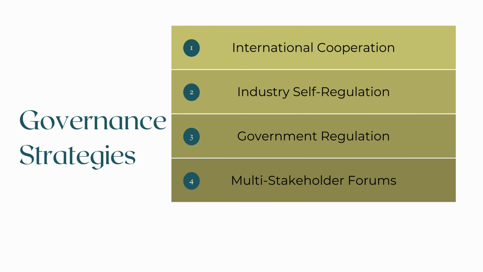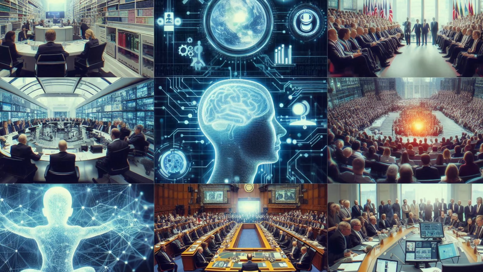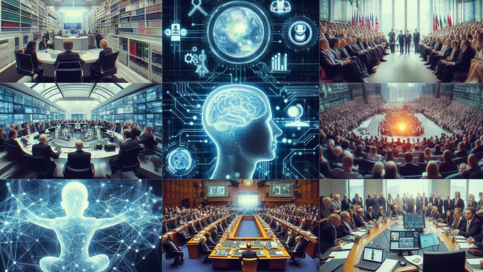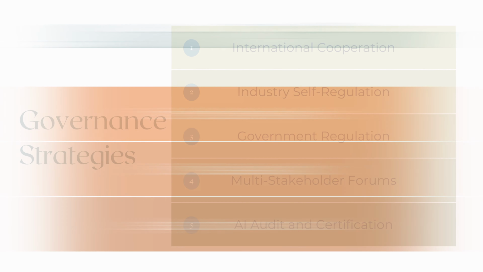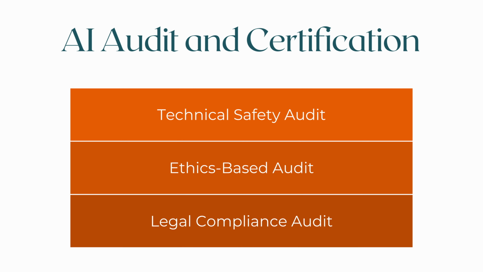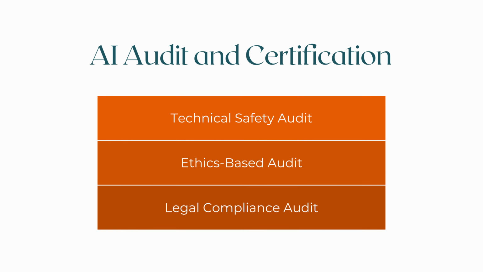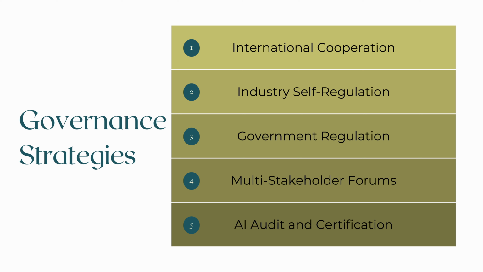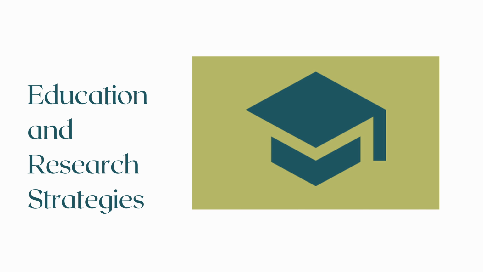Multi stakeholder forums. Fostering dialogues among experts, policymakers, and civil society. Diverse perspectives ensure well rounded AI governance. AI audit and certification. Establishing independent auditing and certification processes. Third party validation builds trust in AI systems. Governance strategies provide the framework for responsible AI development. Now that we have explored governance, let's examine education and research strategies for generative AI.